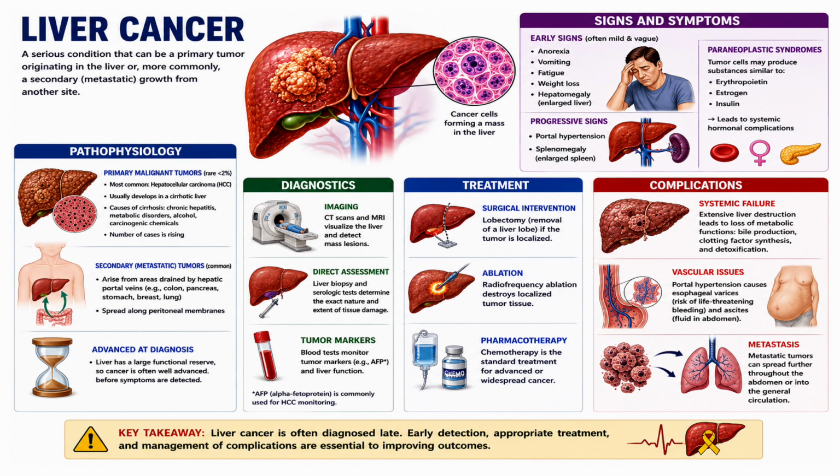Localized masses may be treated through lobectomy, removal of the liver lobe where the tumor is because it's localized, or radiofrequency ablation, while more widespread disease is treated with chemotherapy. Without successful intervention, the extensive destruction of the liver tissue can lead to systemic failure of metabolic functions and life-threatening vascular complications, such as esophageal varices and ascites.